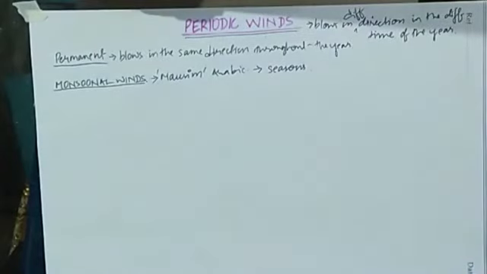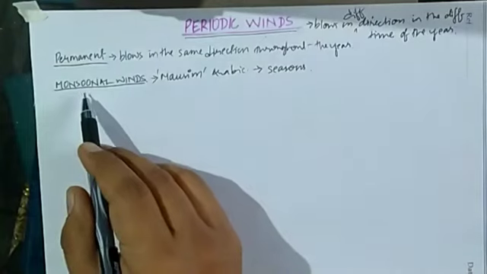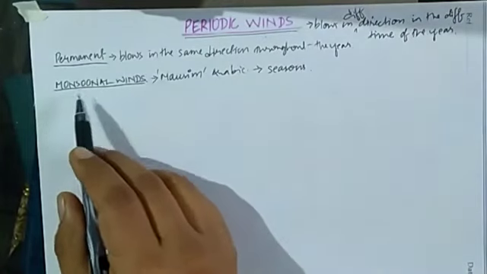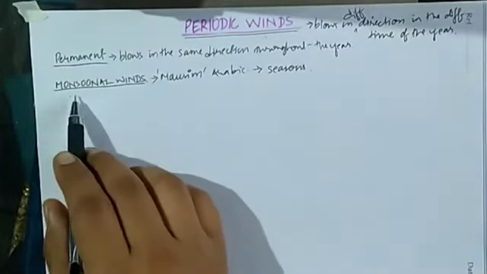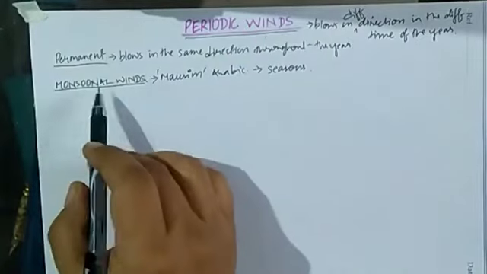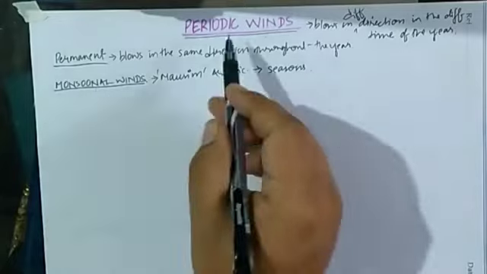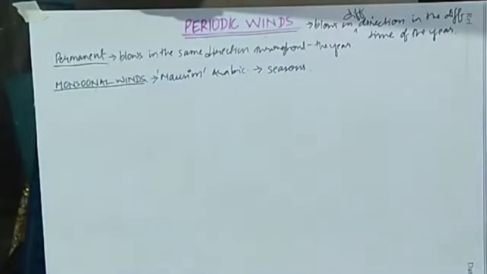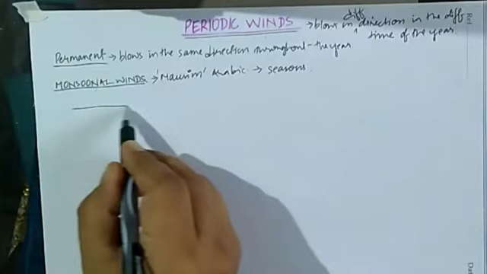The best example of the periodic winds is the monsoon, because during the summers and during the winters the monsoonal winds change their direction. So that is the reason it is also termed periodic winds. Now let us see how the change of season takes place. First we need to draw the diagram.